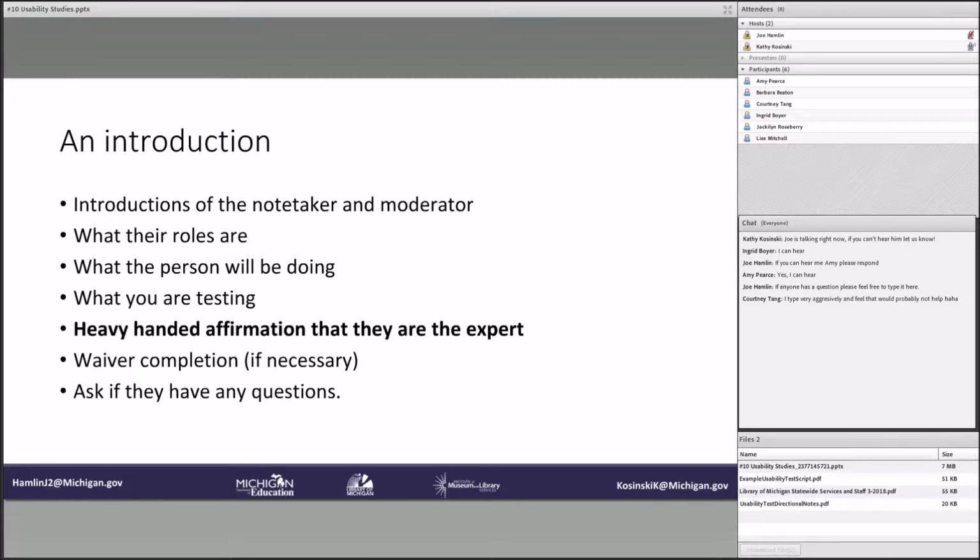This is also where you do the waiver completion, if necessary. If you're recording the screen, or if maybe your library needs to cover itself from some legal things, definitely if you're working with children, you need to have the parents around and signing the waiver and all of those fun things. And then ask if they have any questions, because before you get into the test, this is where you really can answer their questions.